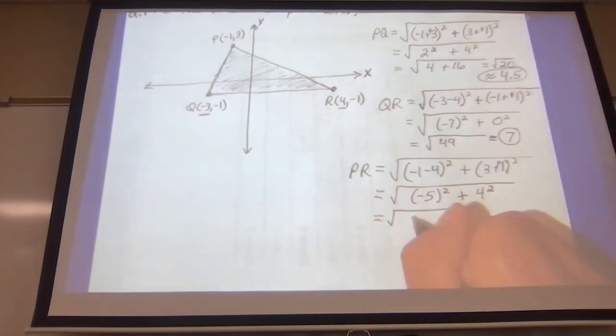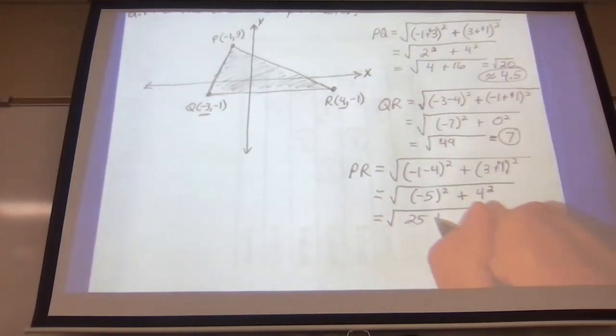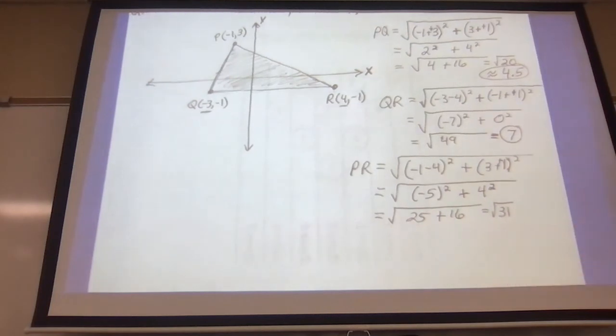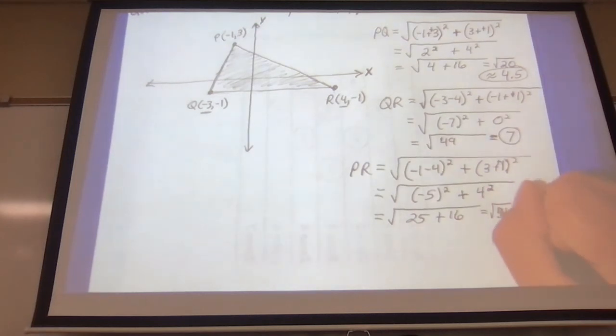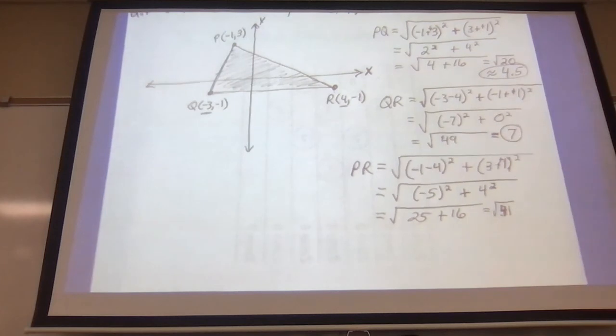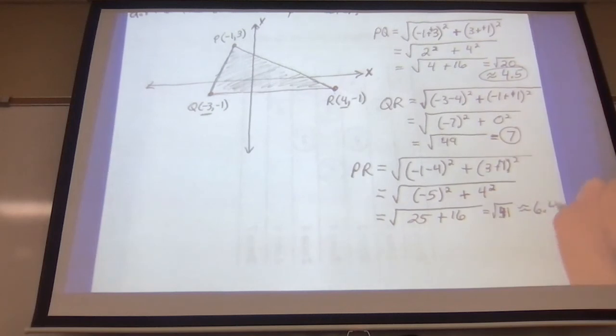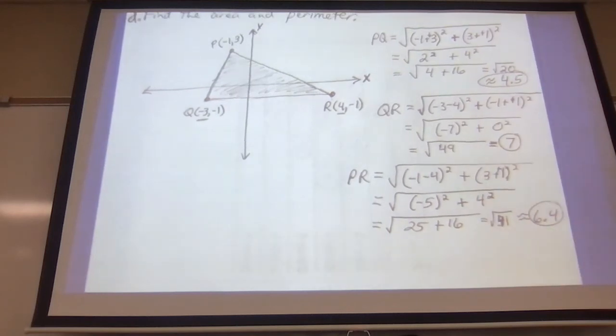Finish it off. -5 squared is 25. 4 squared is 16. If you add that up, that's square root of 31. Since we're trying to find perimeter here, oh, I added that wrong. It's square root of 41. And since we're trying to find perimeter, if you put that in the calculator, that's about 6.4. So now I've got the lengths of all 3 sides. Now I can do the perimeter.